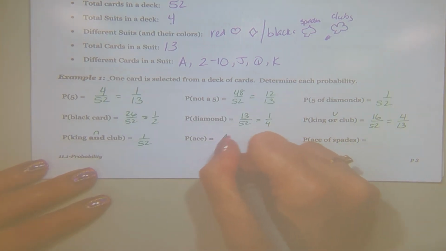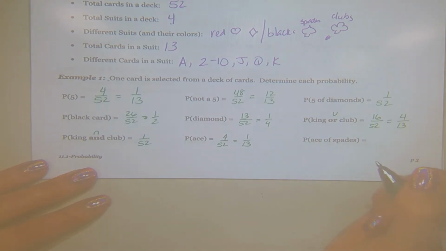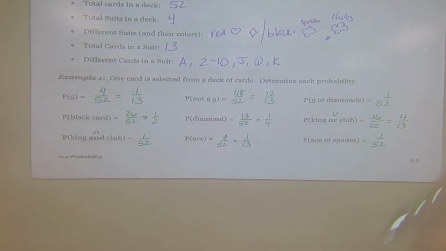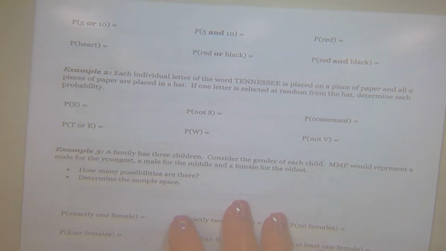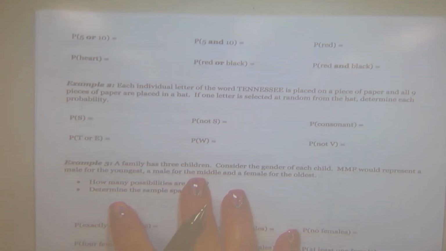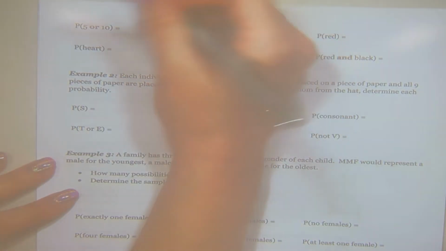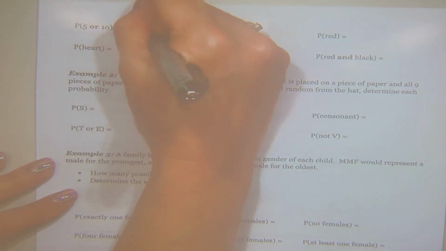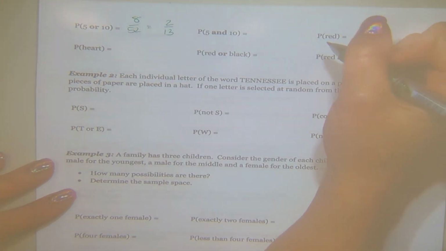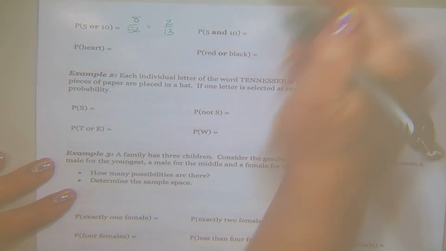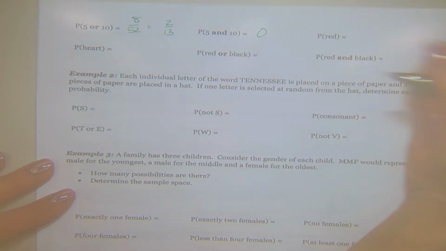You got 4 aces, but only 1 ace of spades. Five or 10. Well, I've got 4 5s and 4 10s for a total of 8 cards. There's no overlap there. 5 and 10. There is no card in that deck that has both a 5 and a 10 on it, so that's an impossible event.